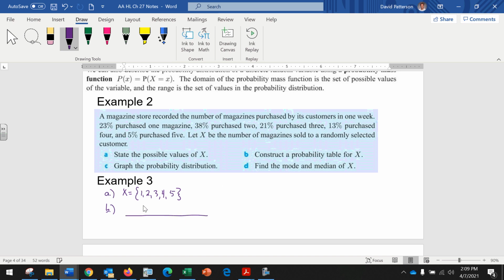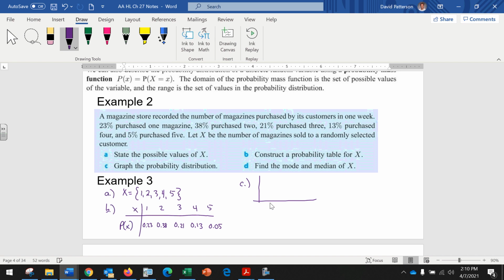All right. B says construct a probability table. Okay, so that just means I'm going to take those x values, 1, 2, 3, 4, and 5, and I'm going to put the probabilities underneath it. Now the probabilities should be a decimal, so I'm going to put it as 0.23, 0.38, 0.21, 0.13, and 0.05. All right. Check the probabilities. Are they all between 0 and 1? Do they add up to 1? Good.